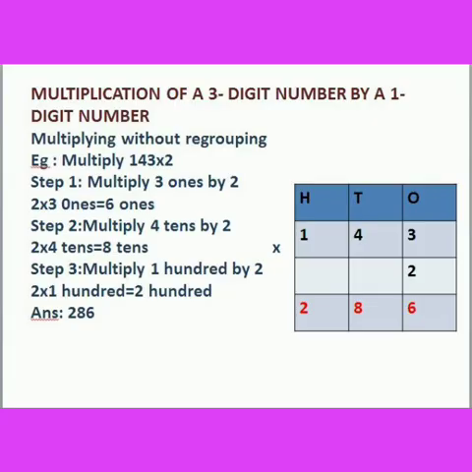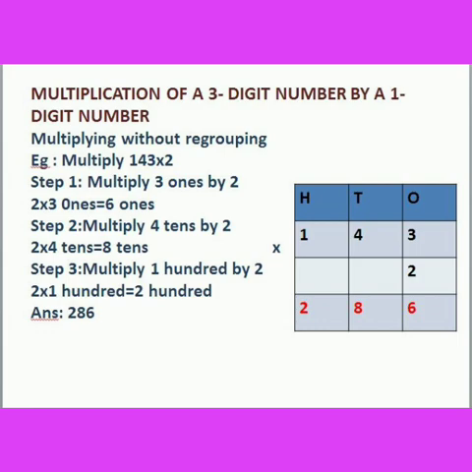Children, next, multiplication of a 3-digit number by a 1-digit number, multiplying without regrouping. For example, multiply 143 by 2. Step 1, multiply 3 ones by 2. So, 2 into 3 ones equal to 6 ones. So, write 6 in ones place.